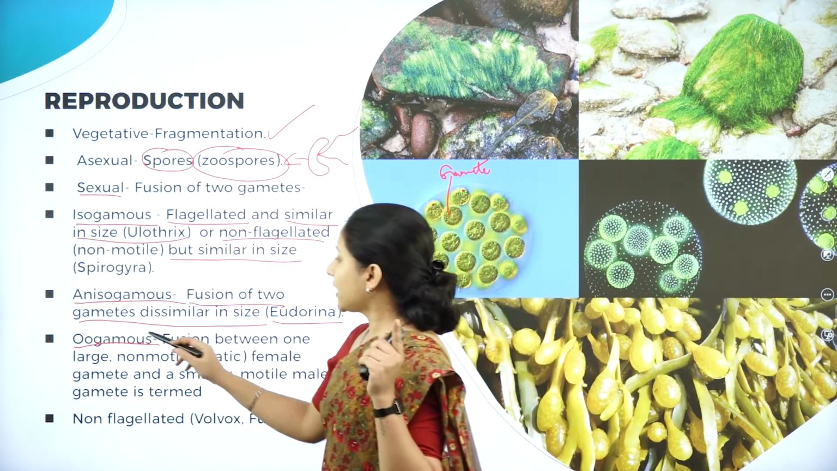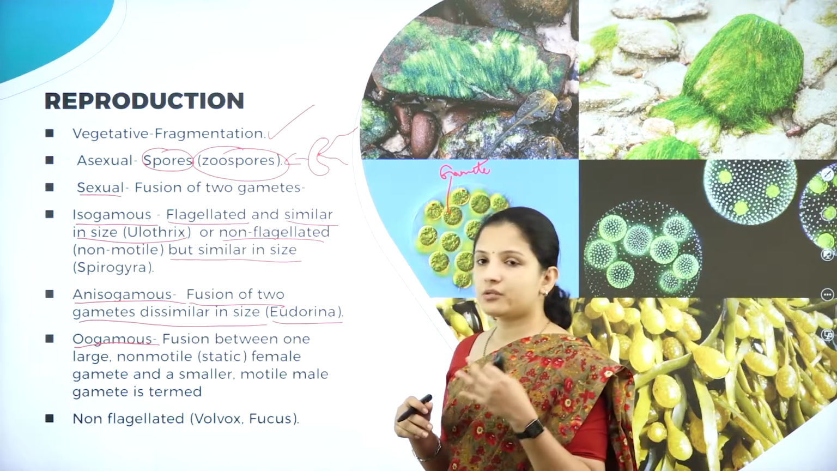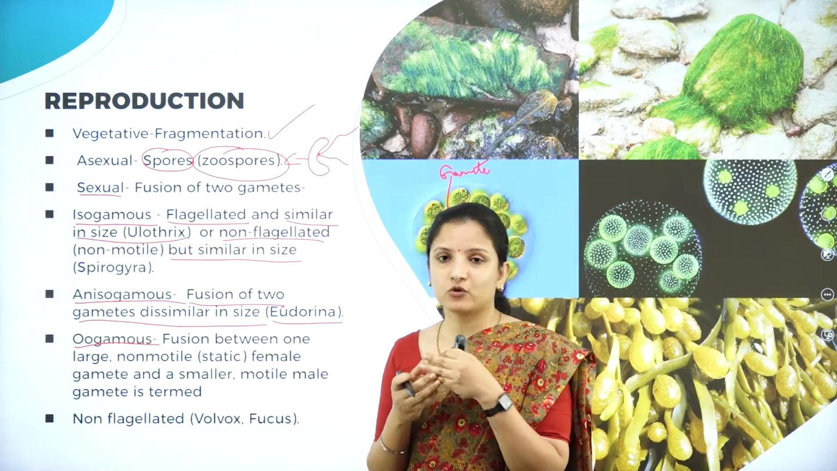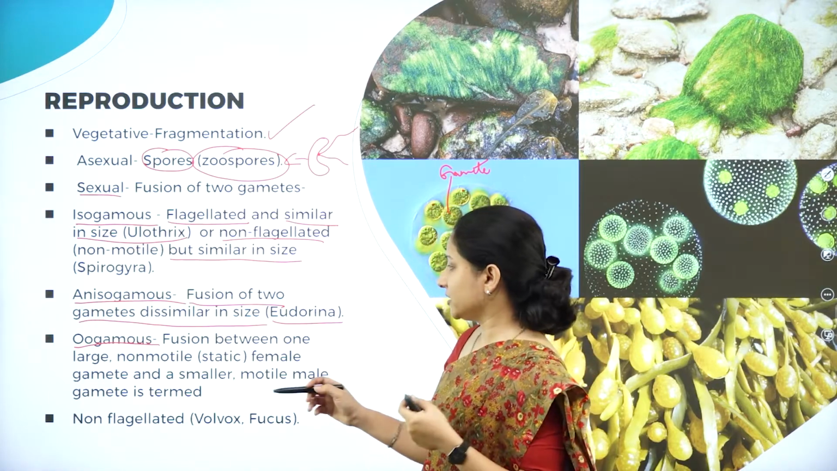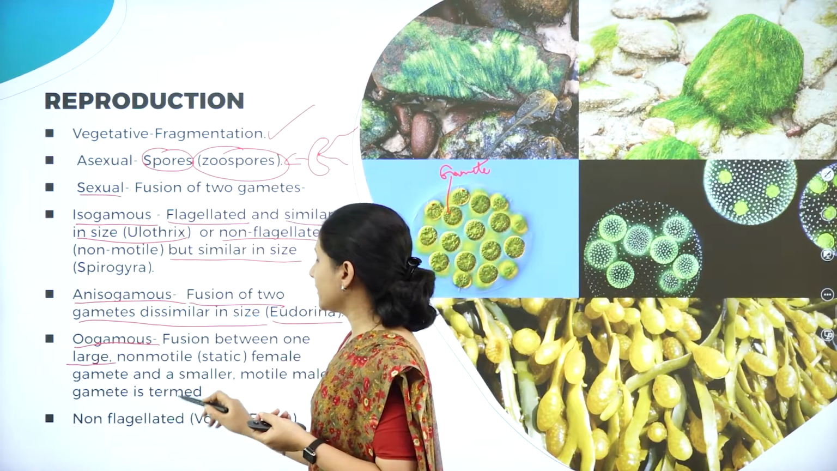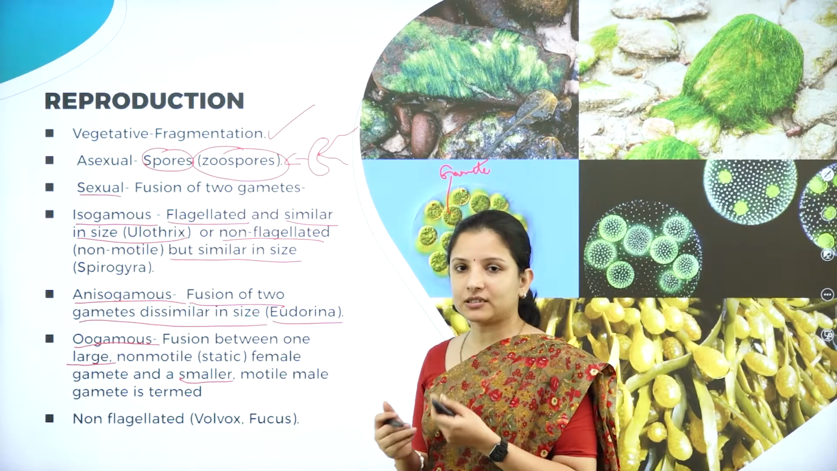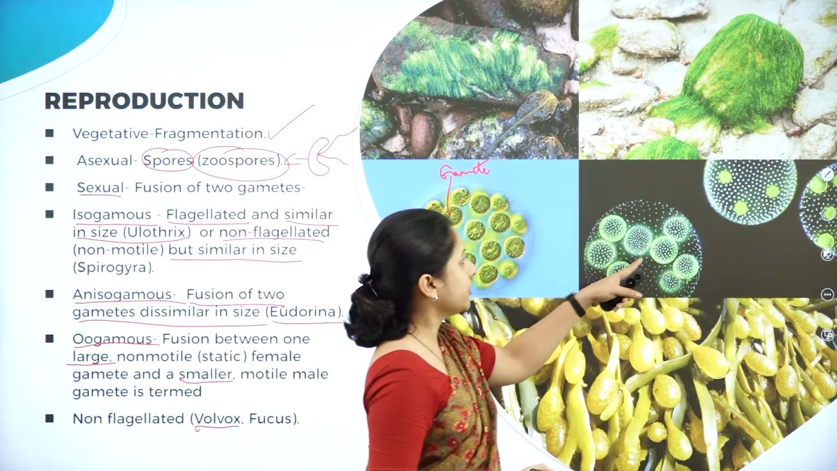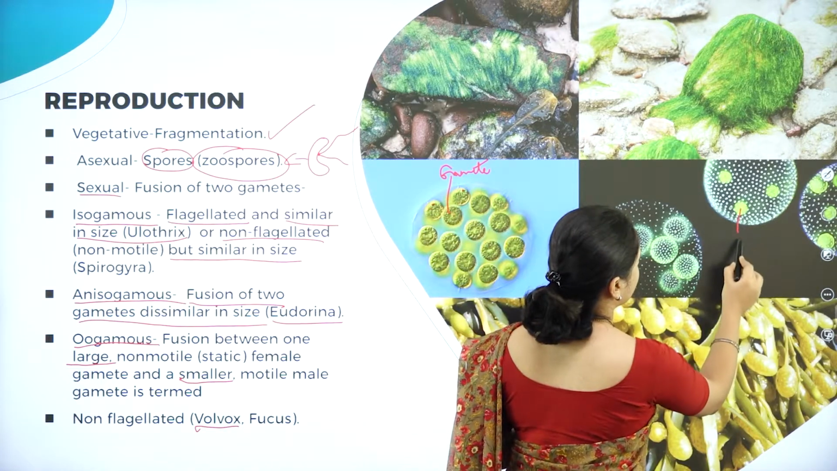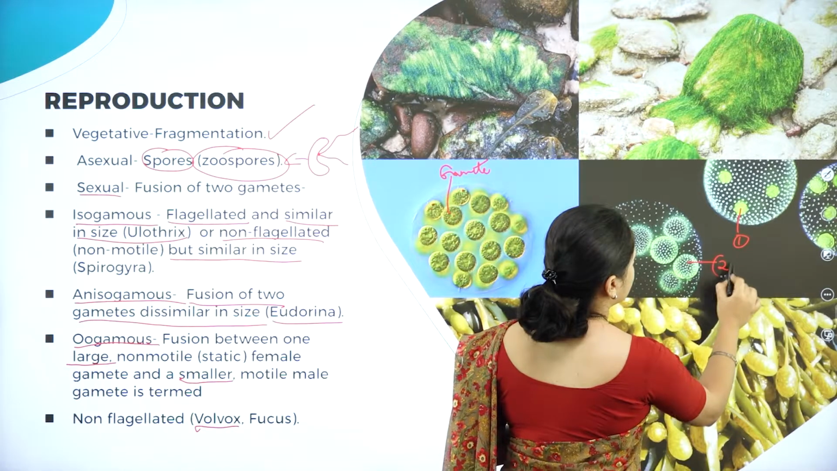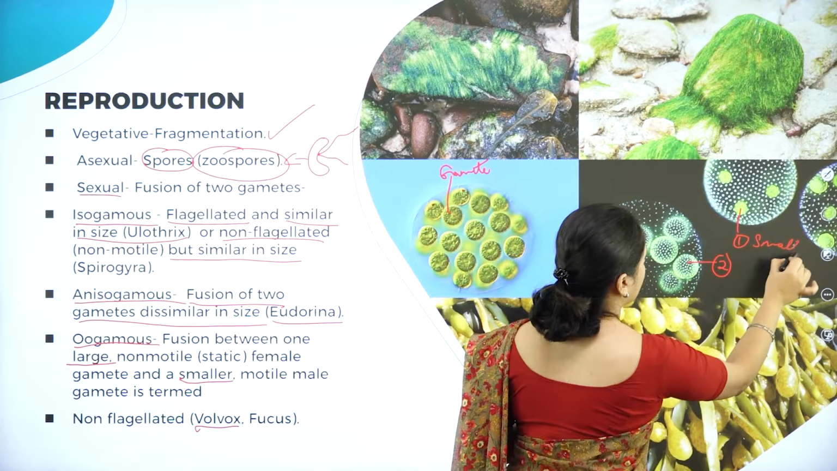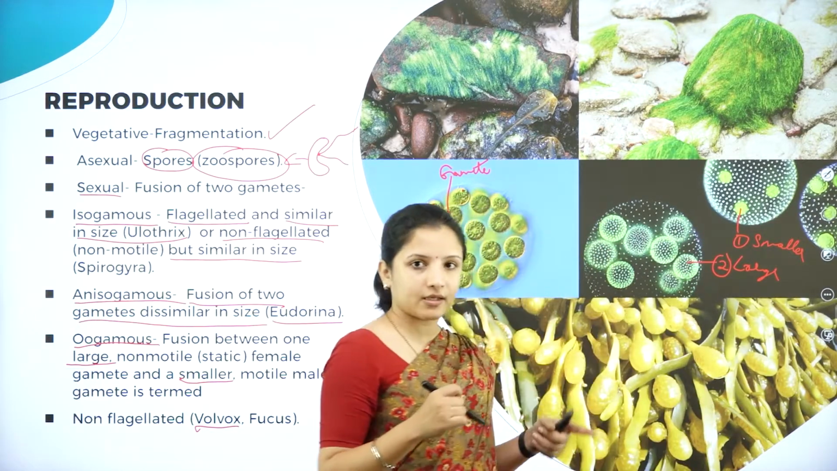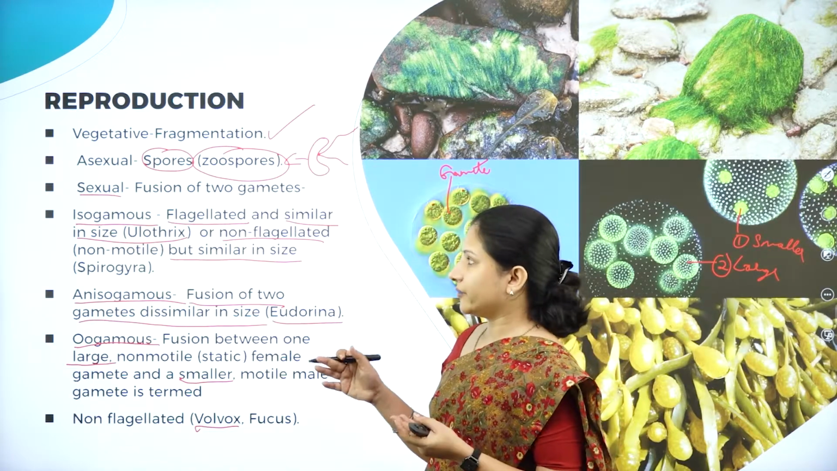Next is oogamous. Oogamous is the fusion between one large gamete and a smaller one. Here also you can differentiate between the two gametes, but what happens here is one is a large gamete and the other is smaller. That is the difference. The best example is Volvox. In Volvox, you can see two gametes here, one gamete and the other one. One is smaller and the other is large. So it is easy to differentiate between the gametes. That is called oogamous.